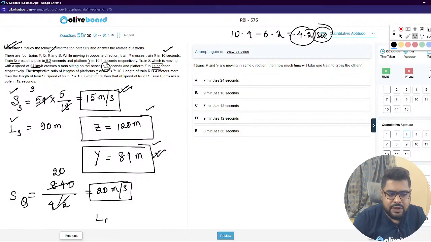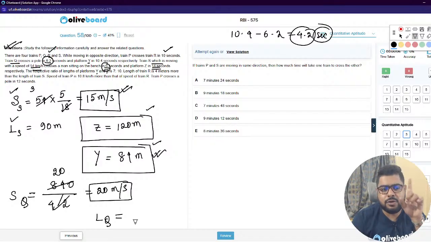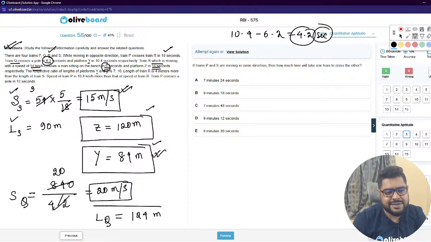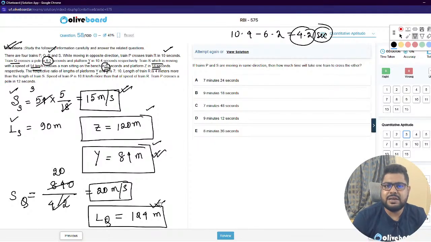Now again length of Q, then how can I find? Sir, it is taking 6.2 seconds to cross the pole, meaning to cross its own length. So whatever much it goes in 6.2 seconds, that's the length. 6.2 into 20, meaning 62 into 2, that is 124 meters. I have got both this. Now remaining is P and R. Chalo P and R, let's see.